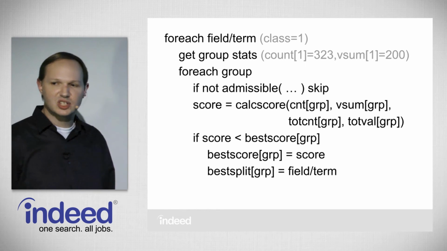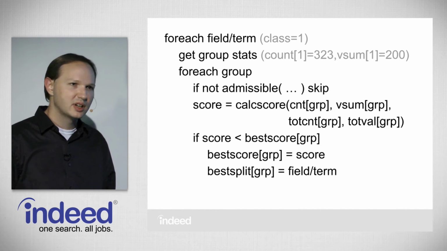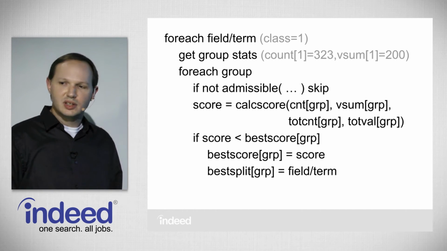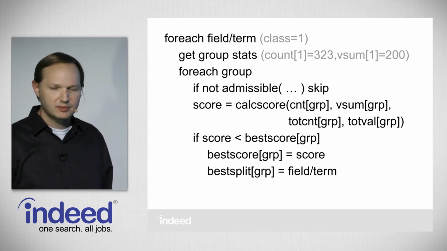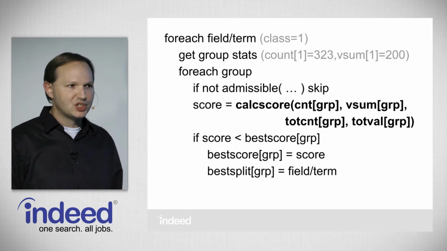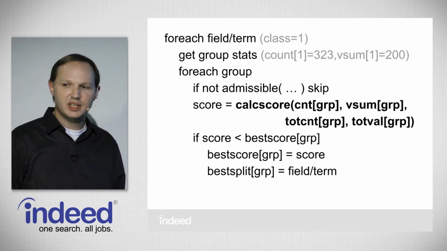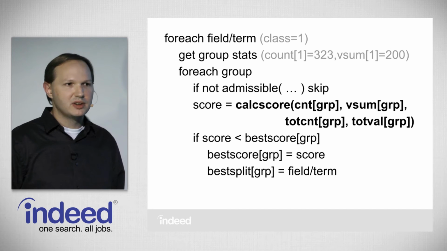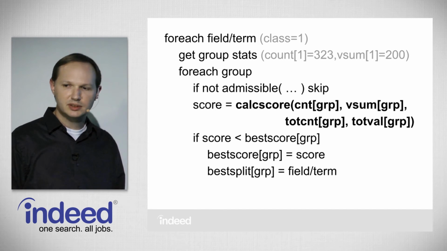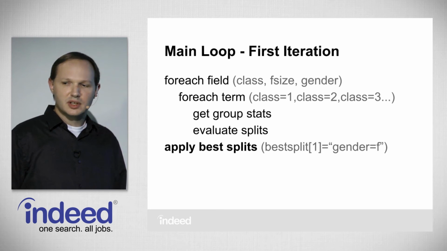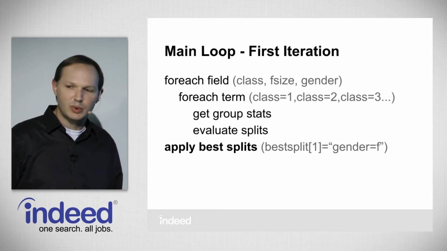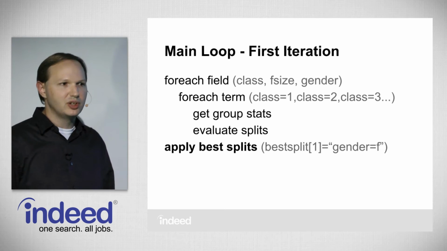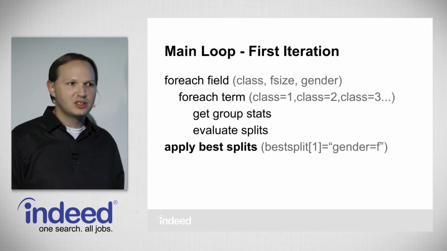And the loop to do this looks something like this. We've gotten statistics for each of these groups and for the current field and term. Just check if it's admissible. If it's not admissible, skip over it. Grab the score for it. In this case, we're using conditional entropy. And if that score is better than the current best score we have for that group, then we retain that split and retain that score. So after the first iteration, we've discovered that the best split is gender equal female. And now we need to apply that split.